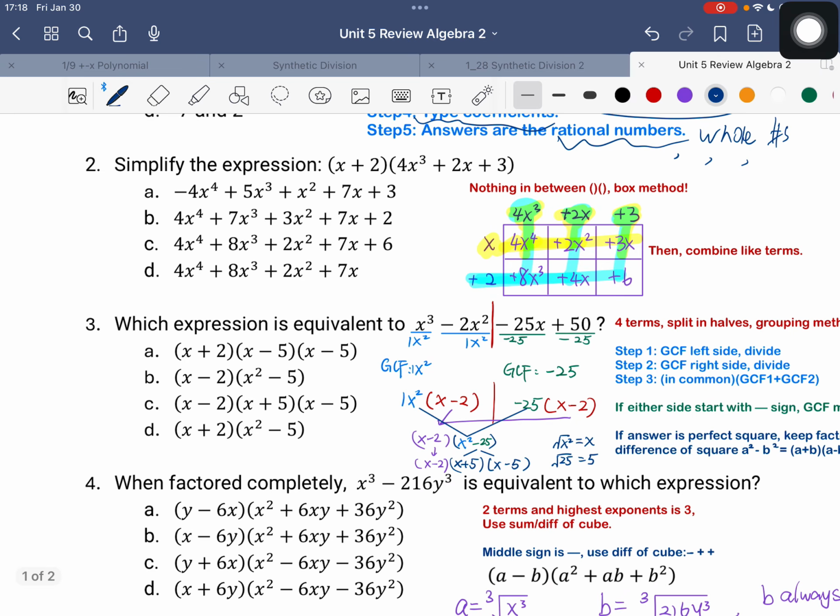Question 2. Simple. Don't worry about simplify expression. It's actually asking you to express this polynomial in another way. So if you see 2 parentheses that don't have anything in between, that means you're using the box method. You're multiplying this expression. So nothing in between parentheses, box method.